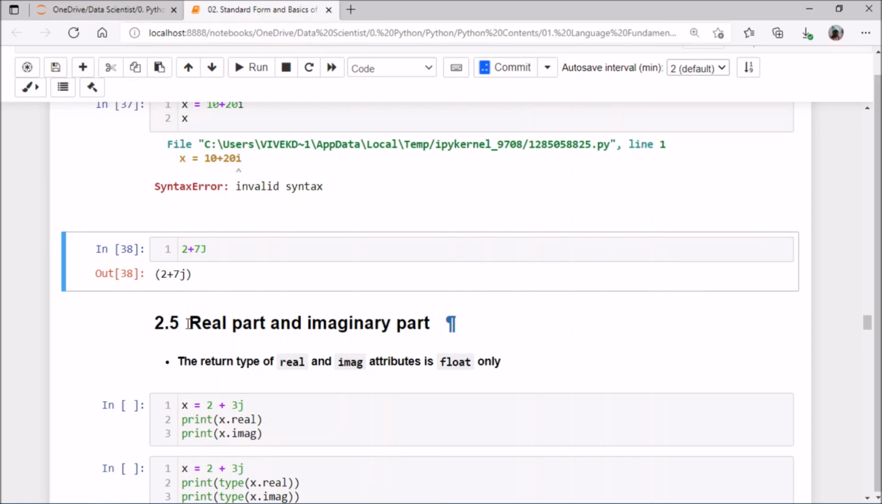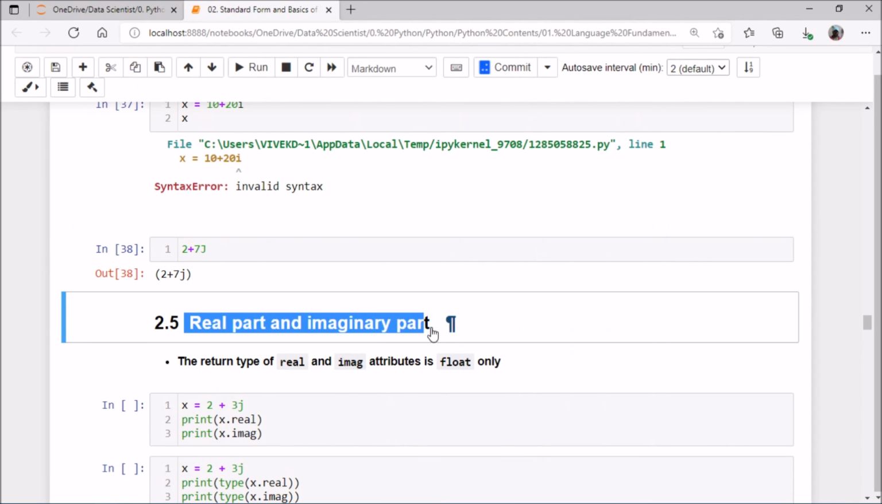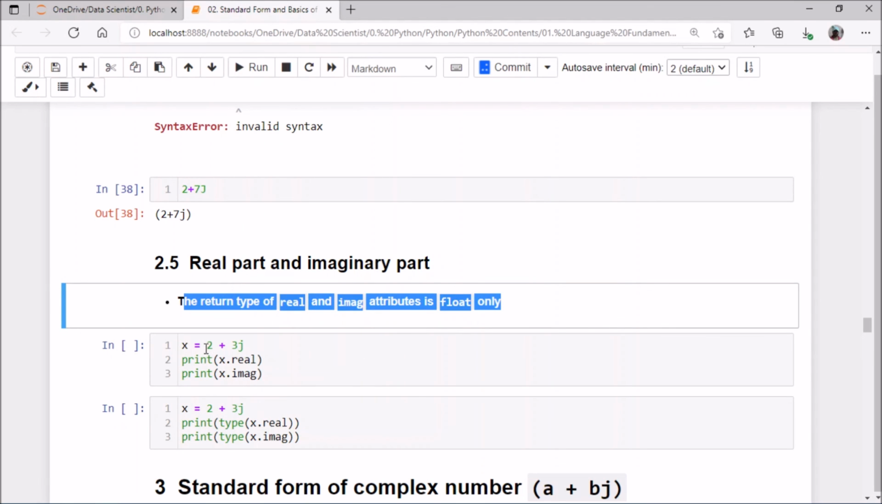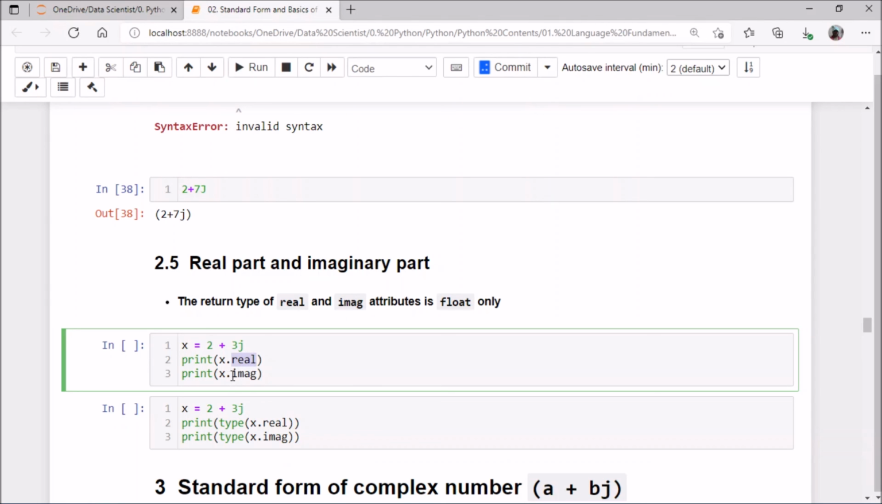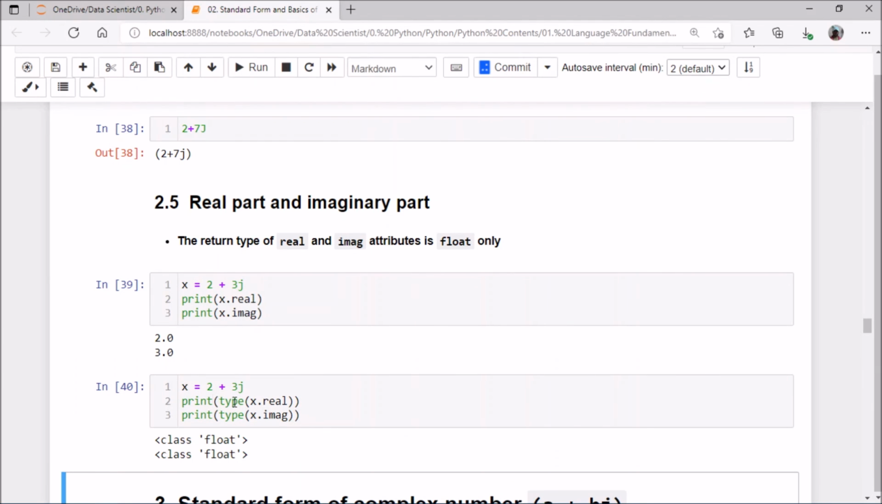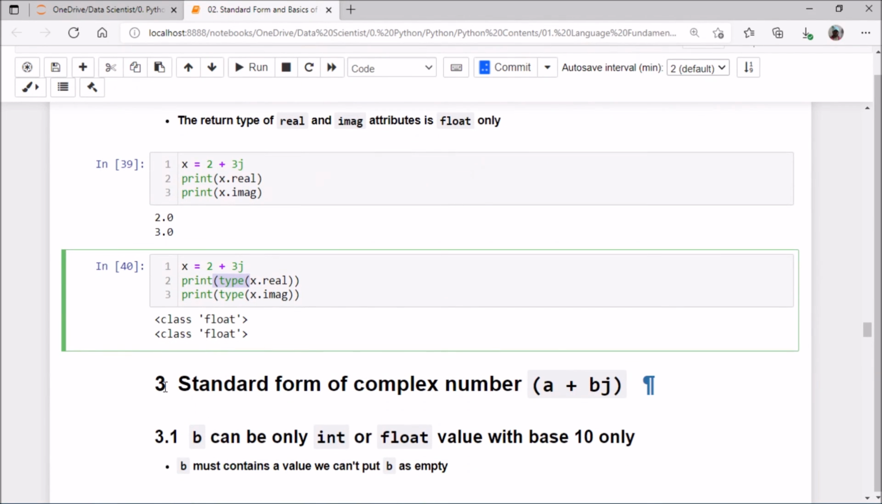And now the terms real part and imaginary part we have seen, like it should be a float value or it should be an int in any form. Those all things we will cover. And the return type of the real and imaginary attributes is float only. That is, there is one attribute that is real and another attribute that is imag. So it will give the float value. And here also we have seen the type function denotes which kind of object. Okay, so it will return the float value. Here we can see. And now the third is what is the standard form of complex number, and this part I'll cover in the next video, so don't miss the next video.